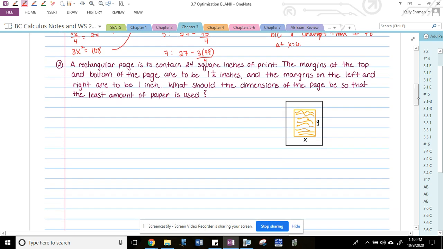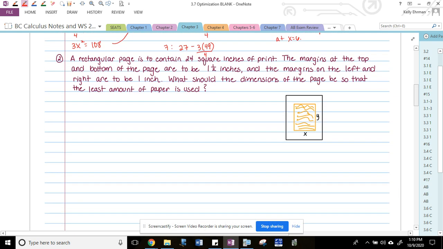All right, number 2. A rectangular page is to contain 24 square inches of print. The margins at the top and bottom of the page are to be 1.5 inches. So top and bottom, this space is 1.5. And the margins on the left and right are to be 1 inch. 1 inch there, 1 inch there. What should the dimensions of the page be so that the least amount of paper is used?